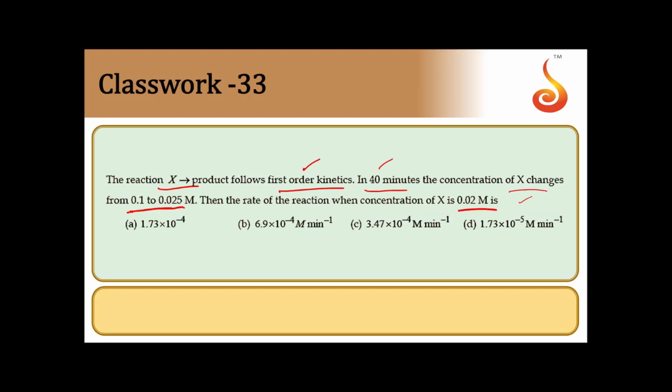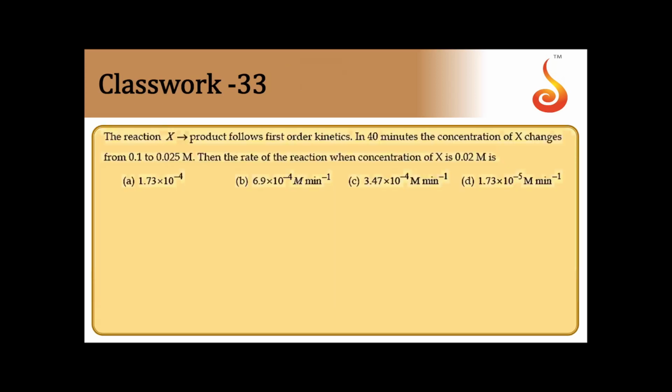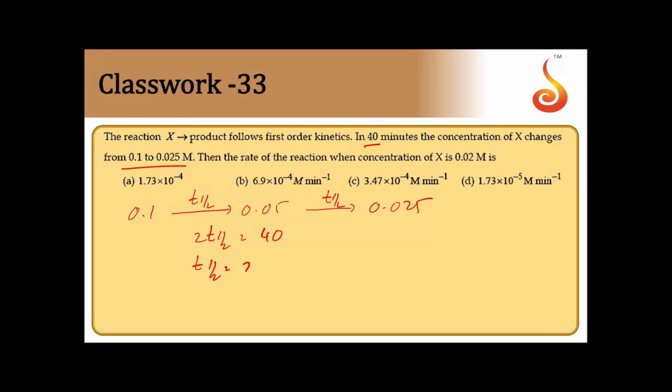So time is given to us. Now when the concentration changes, we need to find out the rate at a given concentration. Here concentration is changing from 0.1 to 0.025. 0.1 becomes half, 0.05, this is 1 half-life. Again to become half, 0.025, we have one more half-life. This implies there are 2 half-lives. Time is given as 40 minutes, so each half-life will be 20 minutes.